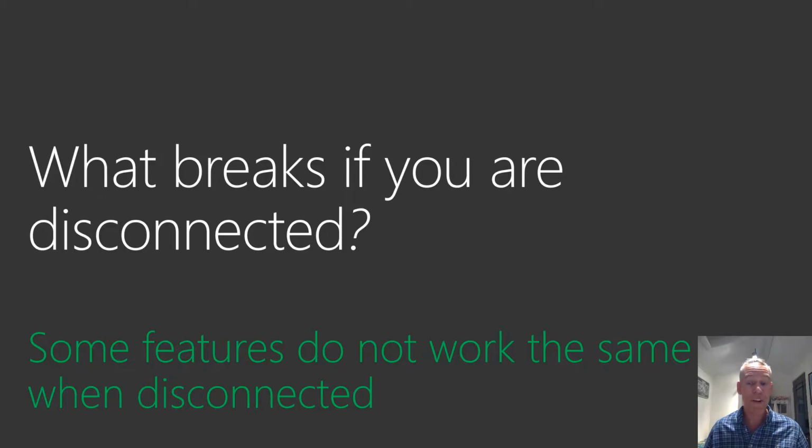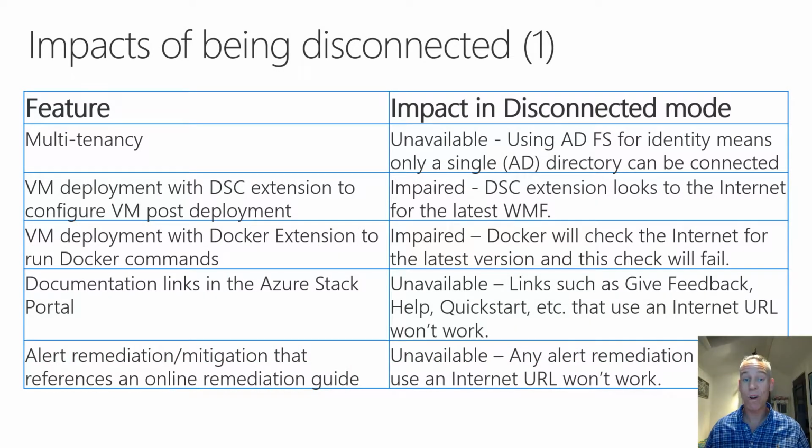So if you're disconnected, what doesn't work? Or what works differently? I'm going to go through this list pretty quickly. You'll be able to see it on the screen. I might skip over a few of the items. So multi-tenancy. Multi-tenancy requires Azure Active Directory. If you're connected to an ADFS, you can only connect to one Active Directory forest outside of Azure AD. So that's a limit of the identity choice, not so much about being disconnected.